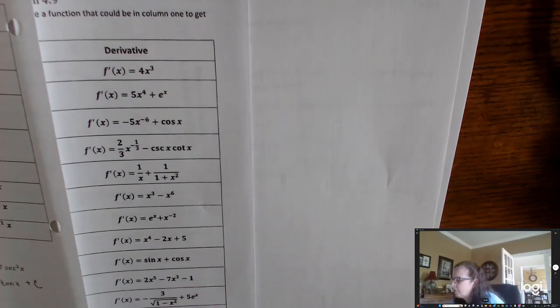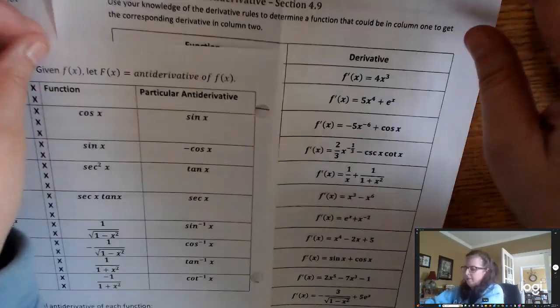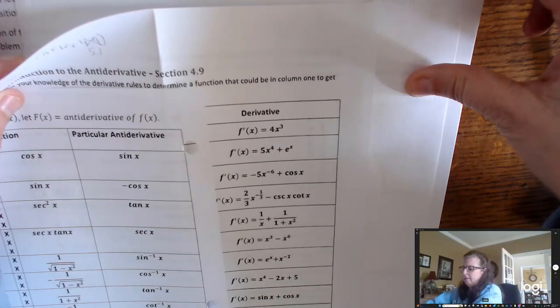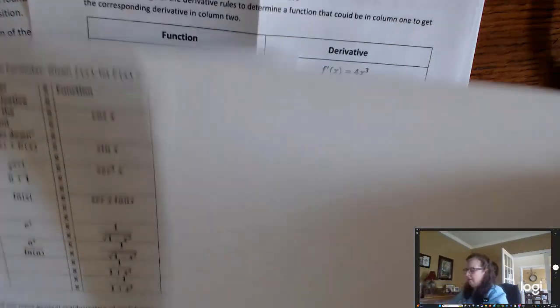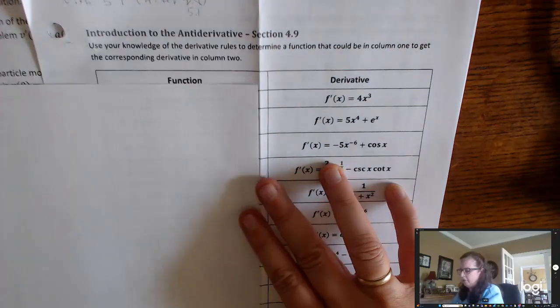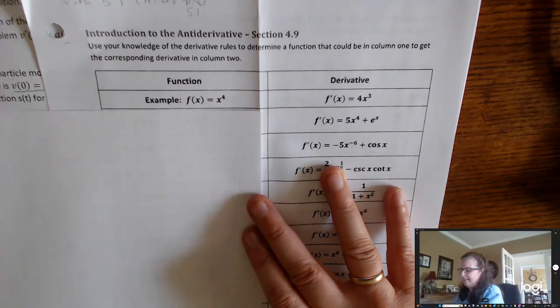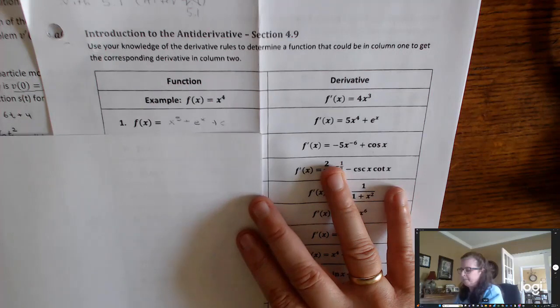Okay, so if you practiced, here are the answers to all of these. So the first one, the antiderivative of 4x cubed is x to the 4th. And the antiderivative of 5x to the 4th plus e to the x is x to the 5th plus e to the x plus c.